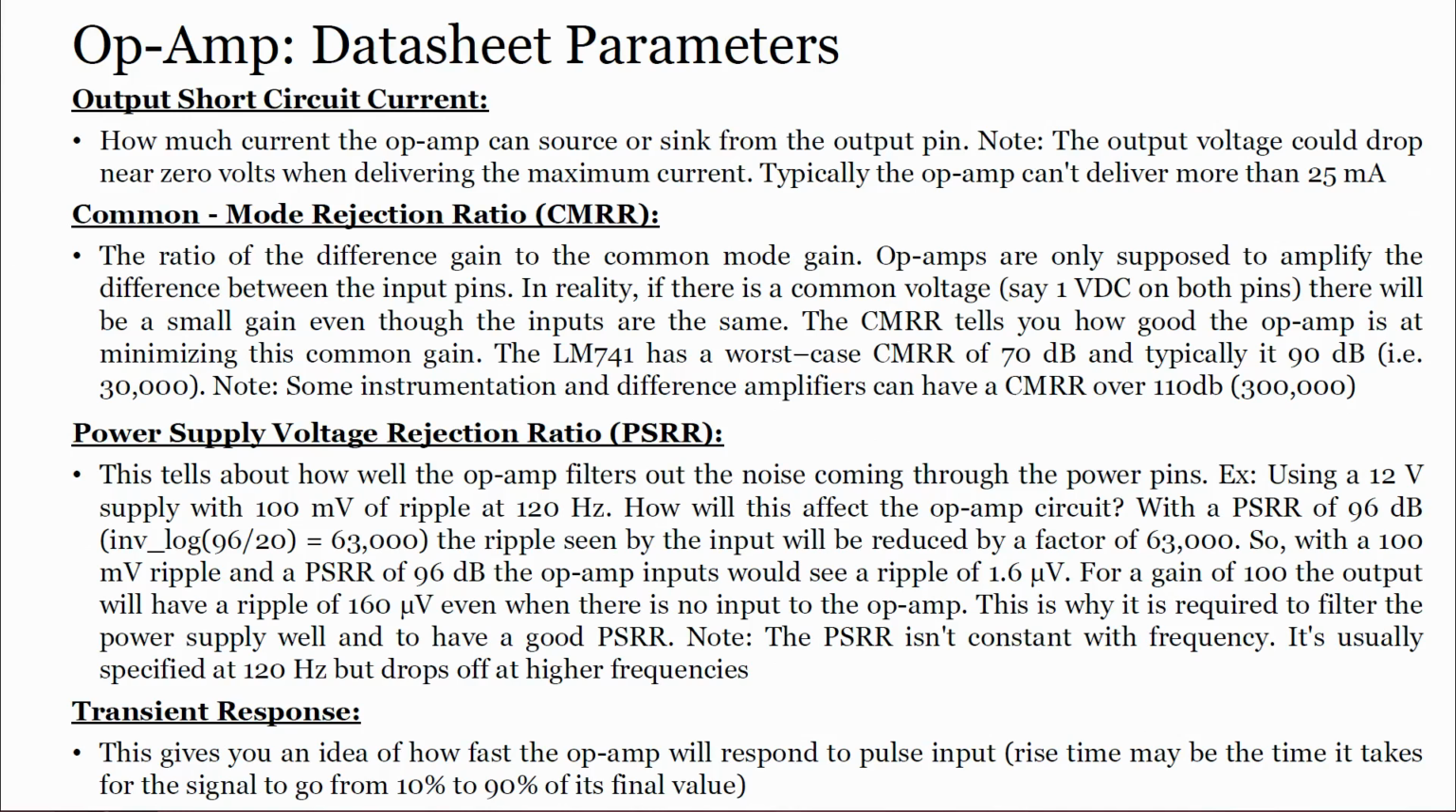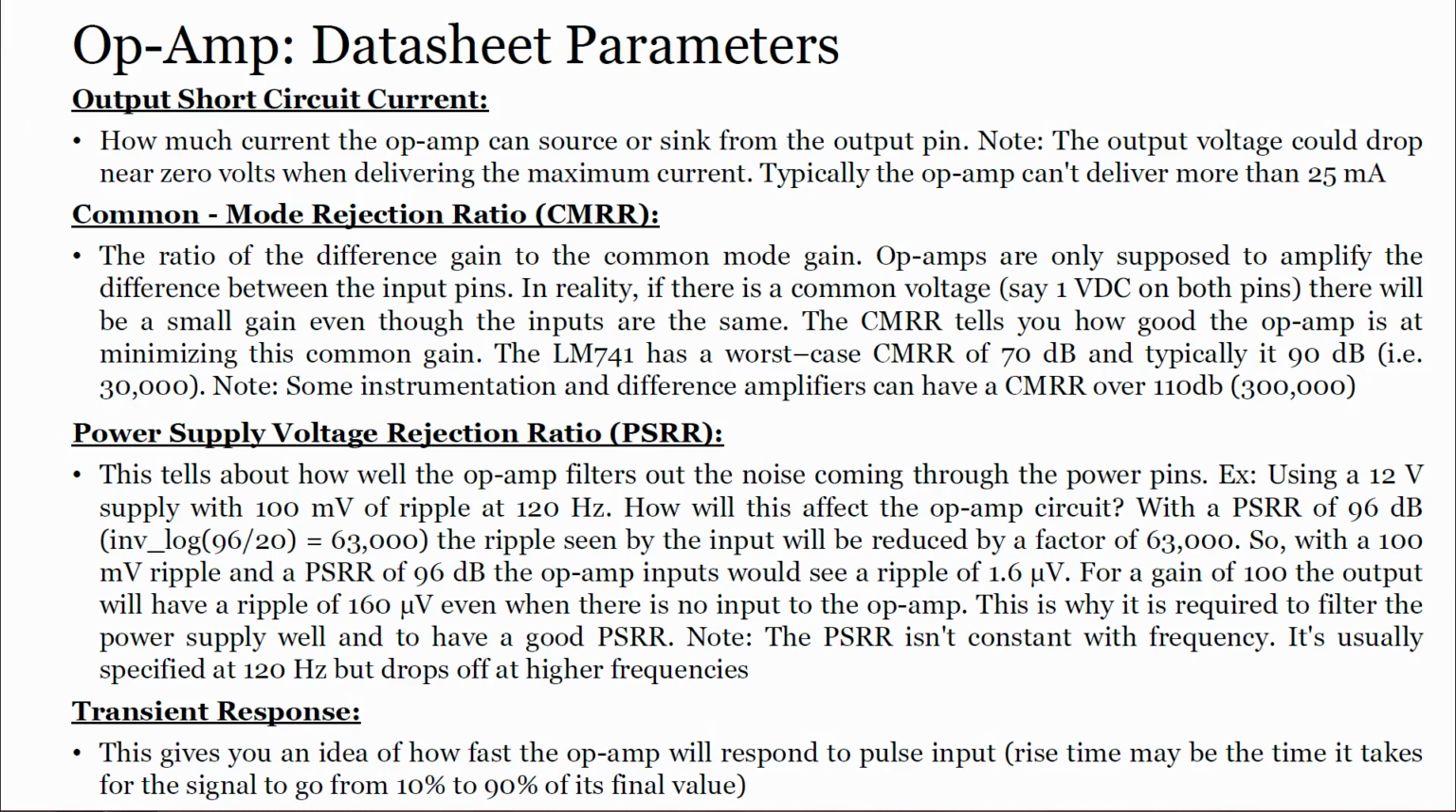So, if you talk about the LM741, the worst case scenario for CMRR in the LM741 is 70 dB, while typically it is about 90 dB, right. Some instrumentation and differential amplifiers can have a CMRR over 110 dB, that is about 300,000, very high CMRR, excellent for the operational amplifier to be used as an amplifying circuit.